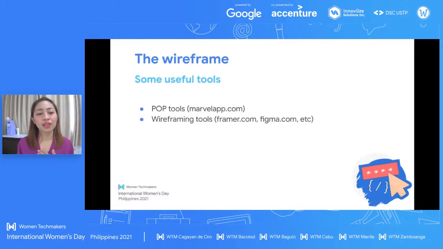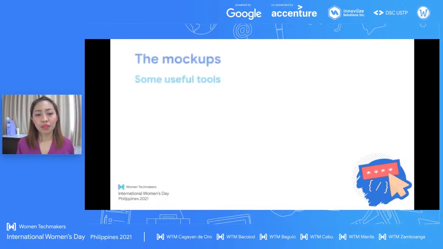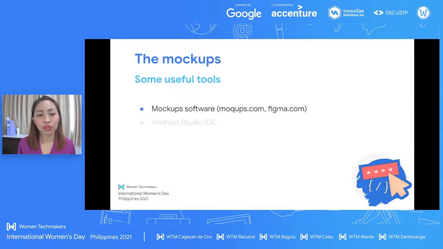Or if you don't want to use that, you can use wireframing tools like Framer or Figma. So you can do wireframes there. And also mock-ups. It's better to really have mock-ups. These are high fidelity representations of your design, and it looks like the real thing already. So you have an idea of what your app will look like on your phone or on the tablet. For mock-ups, we have some mock-up software, like mockups.com, Figma. I've been using these tools.